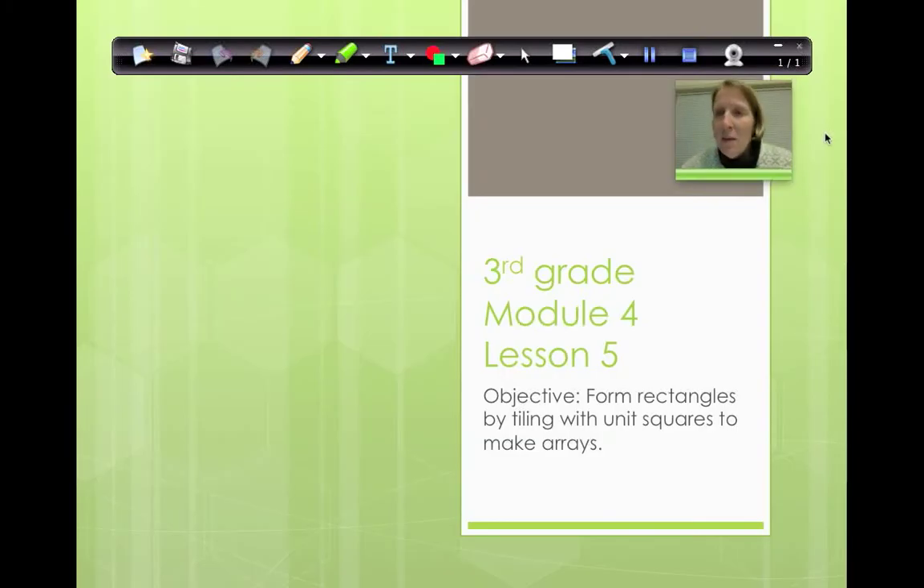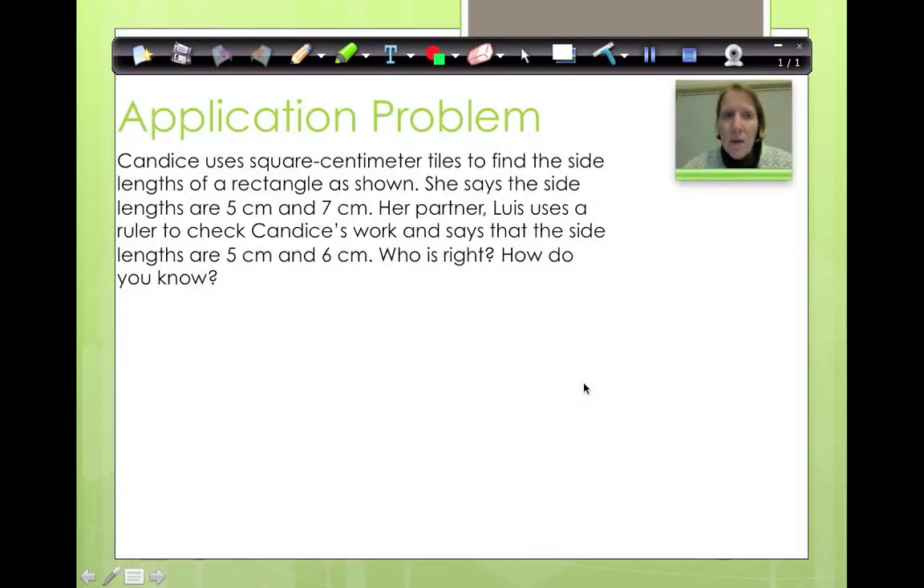Hello again. Today we're going to do Module 4, Lesson 5. Our objective is that we're going to form rectangles by tiling with unit squares to make arrays. Okay, all right. First we're going to start the application problem.